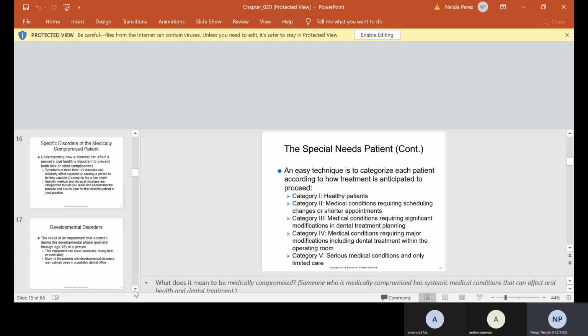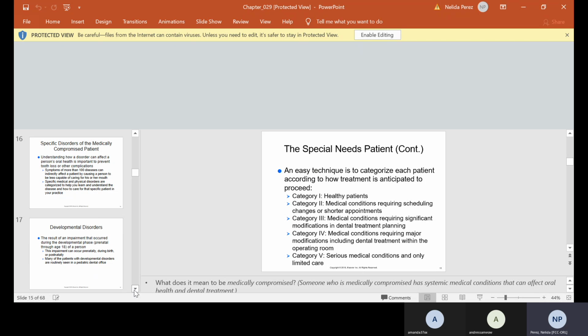An easy technique is to categorize each patient according to how treatment is anticipated to proceed. For instance, category 1 is your healthy patients. 2, medical conditions requiring scheduling changes or shorter appointments. 3, medical conditions requiring significant modifications in dental treatment planning. 4, medical conditions requiring major modifications, including dental treatment within the operating room. 5, serious medical conditions, only limited care.